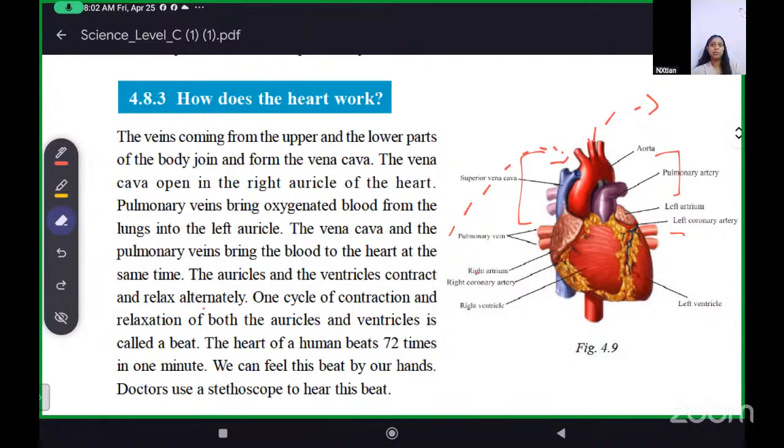If our heartbeat increases, then the number of times our heart relaxes and contracts increases, and the blood flow in our body increases. Why? Because more blood is pumped. If the heart beats more, then obviously the blood flowing in the body will also be more.